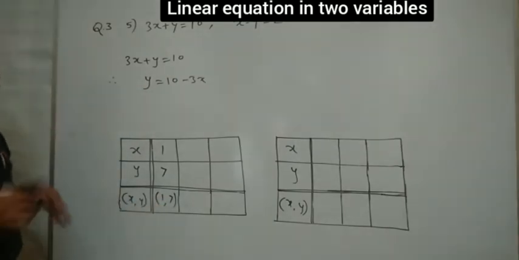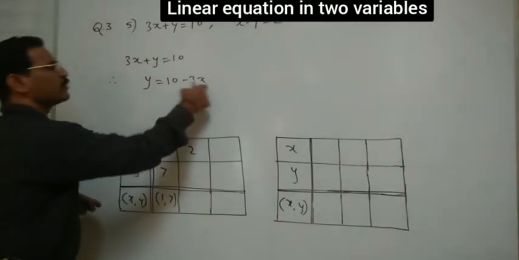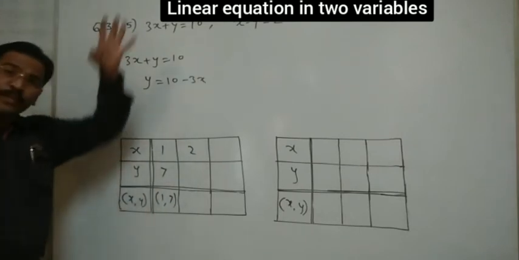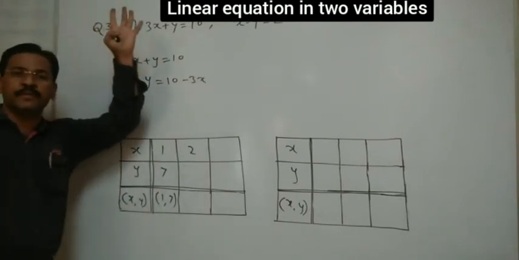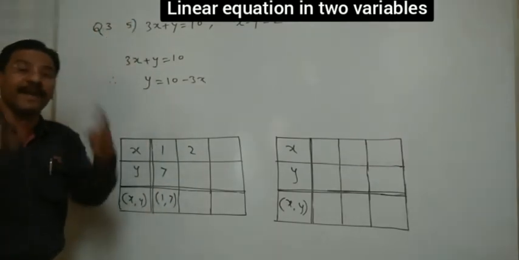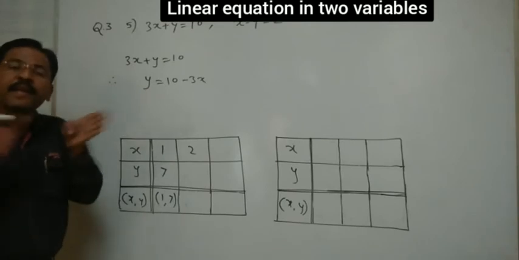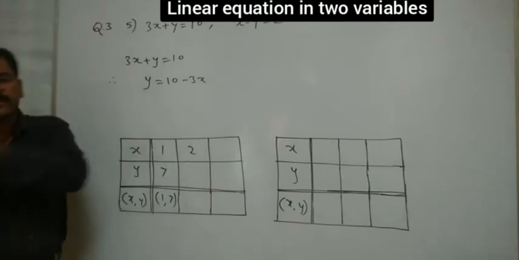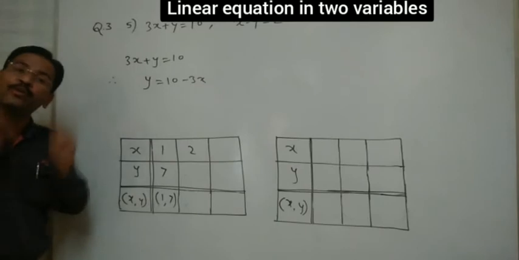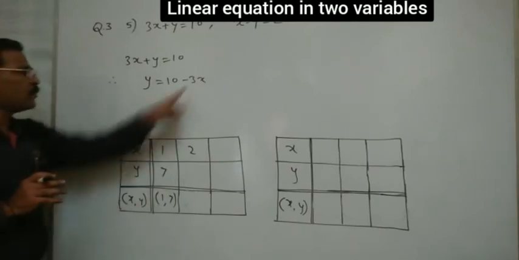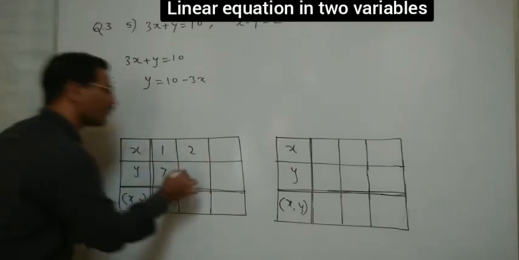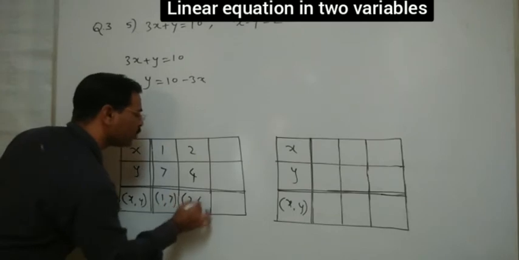Then next, I'll put 2 here. 3 times 2 is 6. Don't put too large numbers, because we are going to draw the graph here. Always the values should be nearer to the origin, either plus or minus, but nearer to the origin. Now I'll put 2, 3 times 2 is 6, 10 minus 6 is what? 4. That means here we'll get (2, 4).